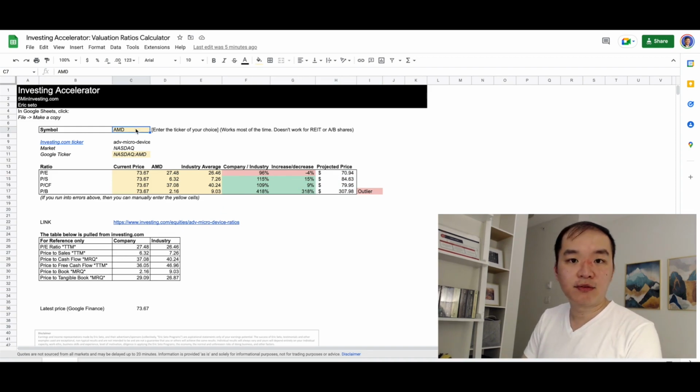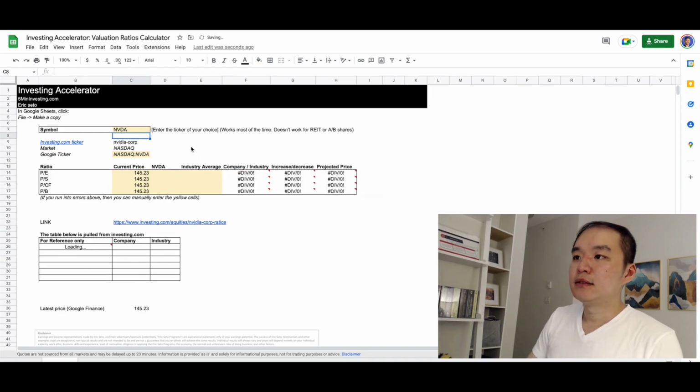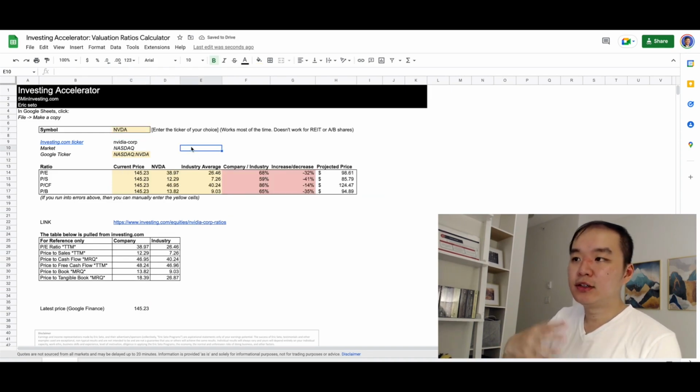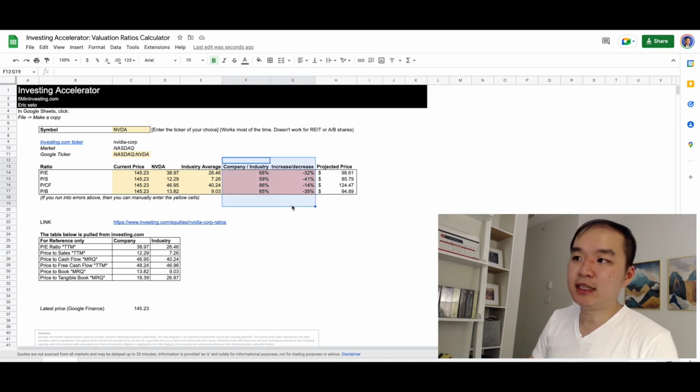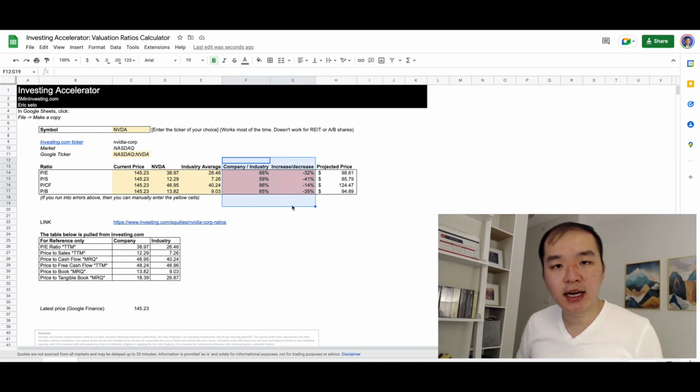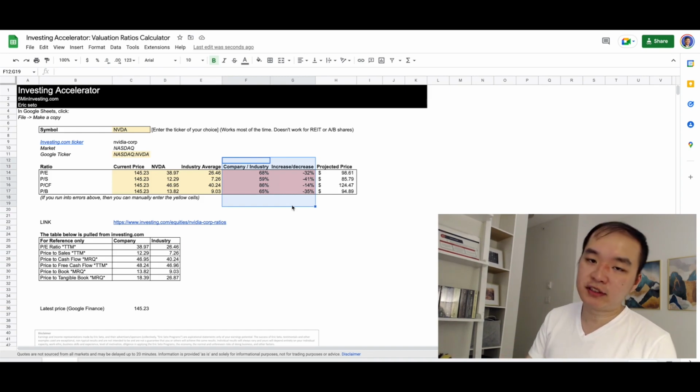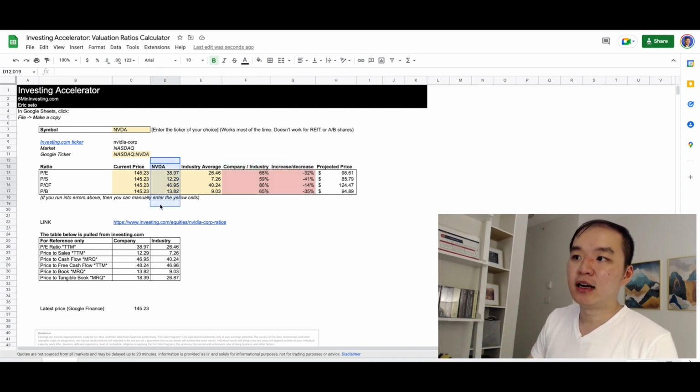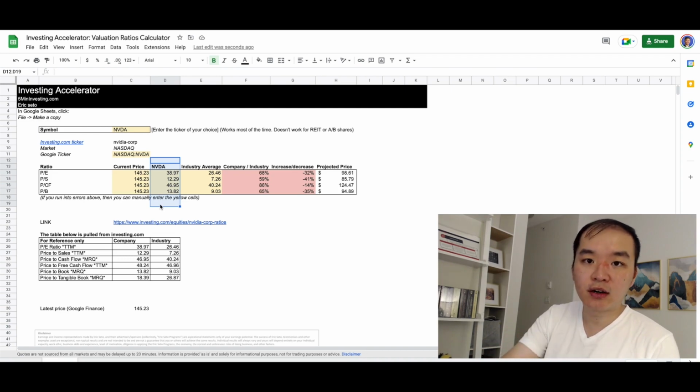Now the next one I have here is Nvidia. For Nvidia, you can see that it is all red, which means it is still overvalued compared to the industry average. Now Nvidia is the blue chip of semiconductors, so usually what you observe is that the Nvidia ratios are higher than the industry because the market gives the leader a premium. They're willing to buy the leader of the semiconductors even if it is at a premium price.